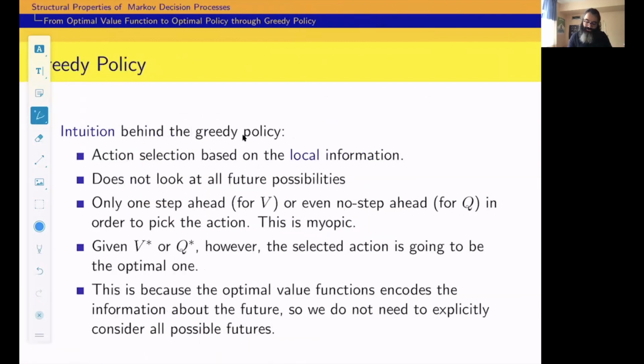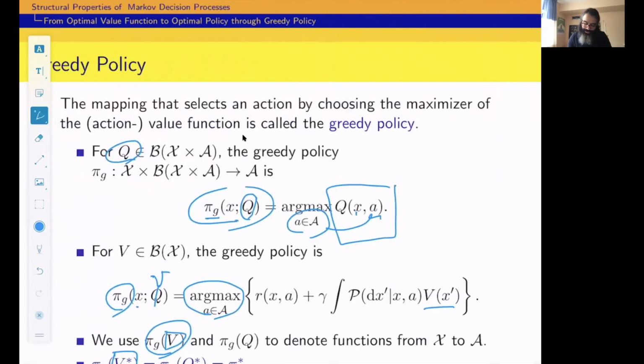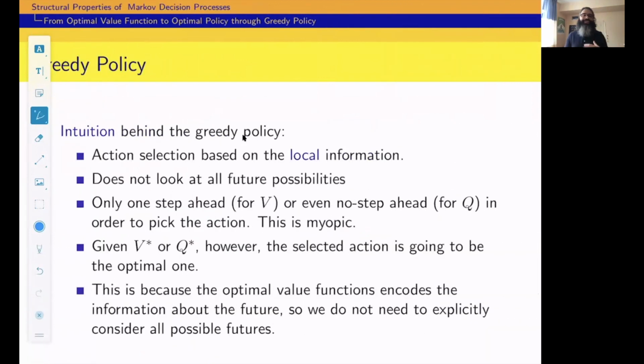And for V, it just goes one step ahead, from X to X prime, and then computes this quantity. So you can think of it as a one-step expansion into the future, and based on that, it chooses the action. It happens that if we give V star and Q star to it, the selected action is going to be the optimal action. If we give some other value function, it's not going to be the optimal action.